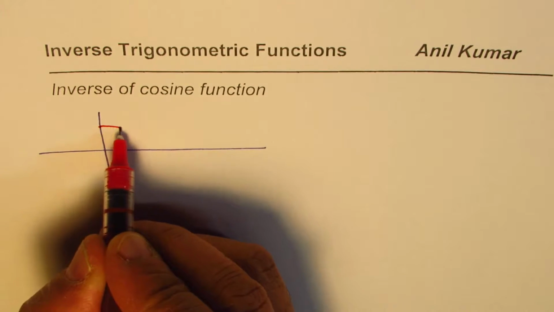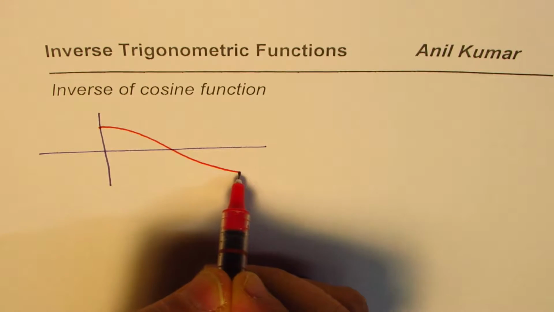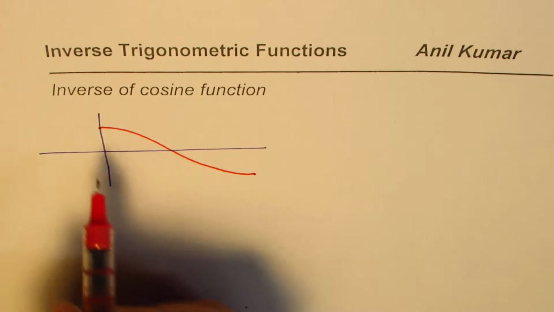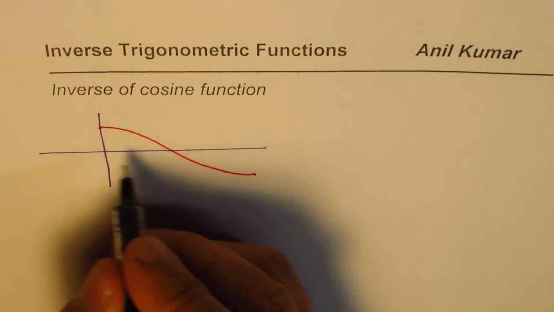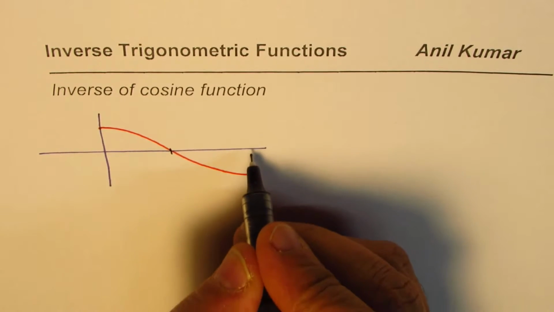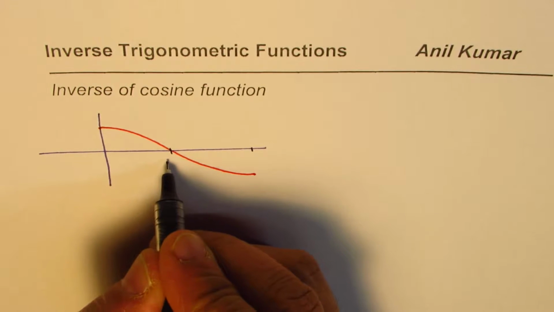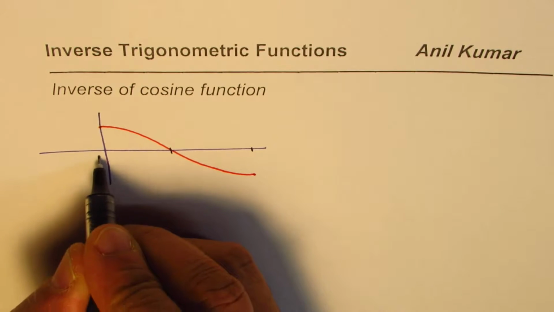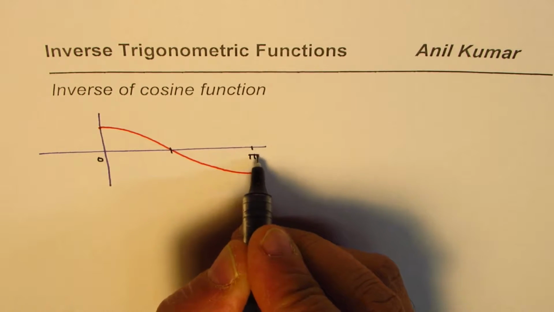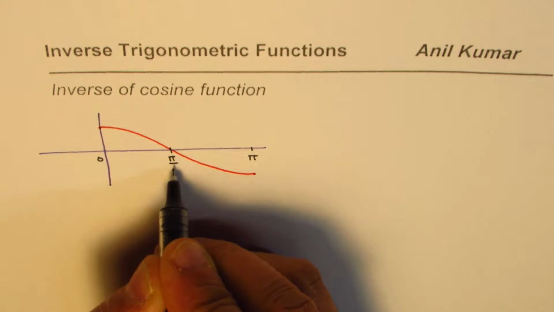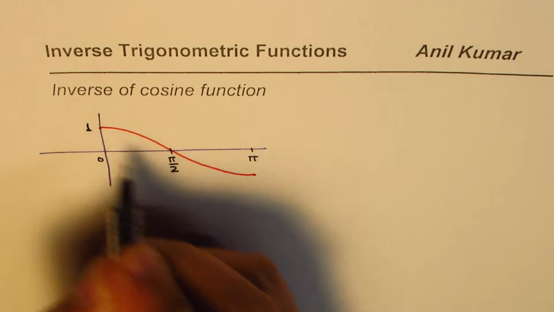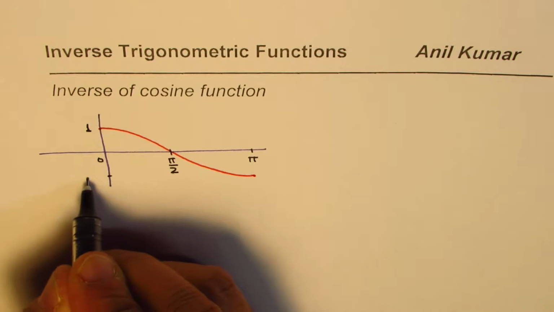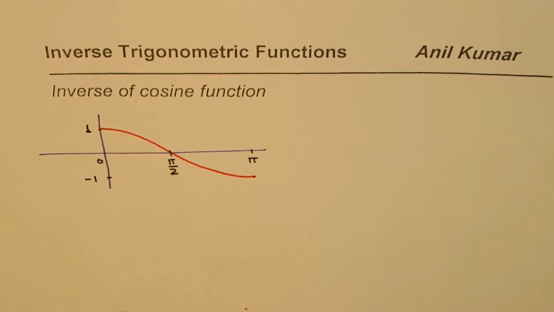So let me sketch one here. So it's kind of like this. So if we choose from 0 to pi, in that case you'll find that its inverse will also be a function. So that is the cosine function from 0 to pi, right? So this is pi by 2. The maximum value is 1. The minimum value is minus 1.